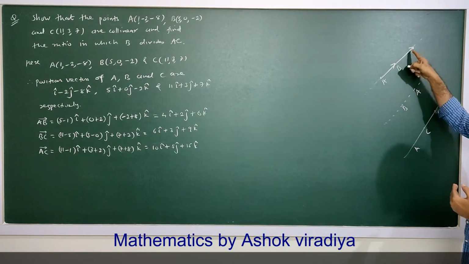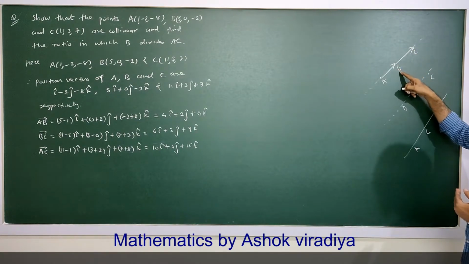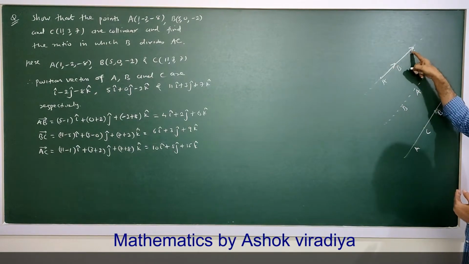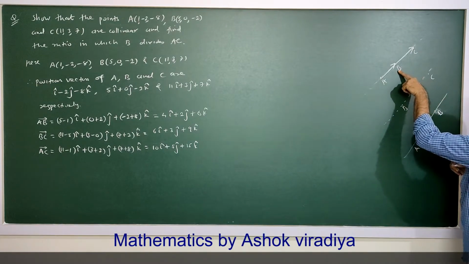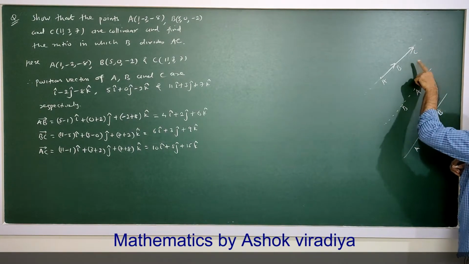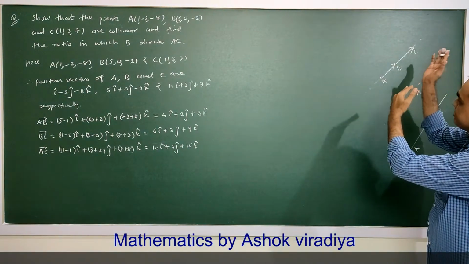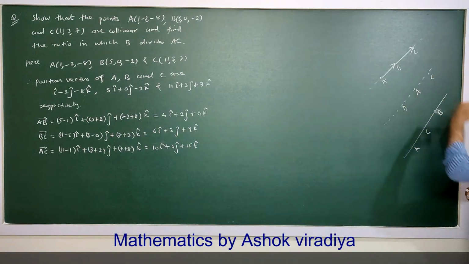Vector AB and vector BC have the same direction, in which the terminal point of the first vector is the initial point of the second vector. So the terminal point of the first vector is equal to the initial point of the second vector, and if both are in the same direction, that means the points are collinear.